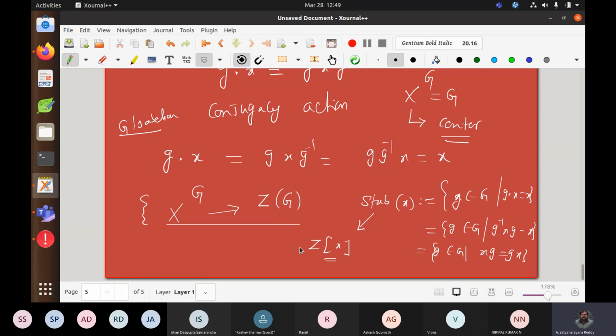These two are different. Z of G is always contained here. Z of X is only those elements that commute with X, while Z of G is all elements that commute with everybody in G. So the stabilizer is the centralizer of an element X, and the fixed points are the center of the group G. Is it clear? Let me know.